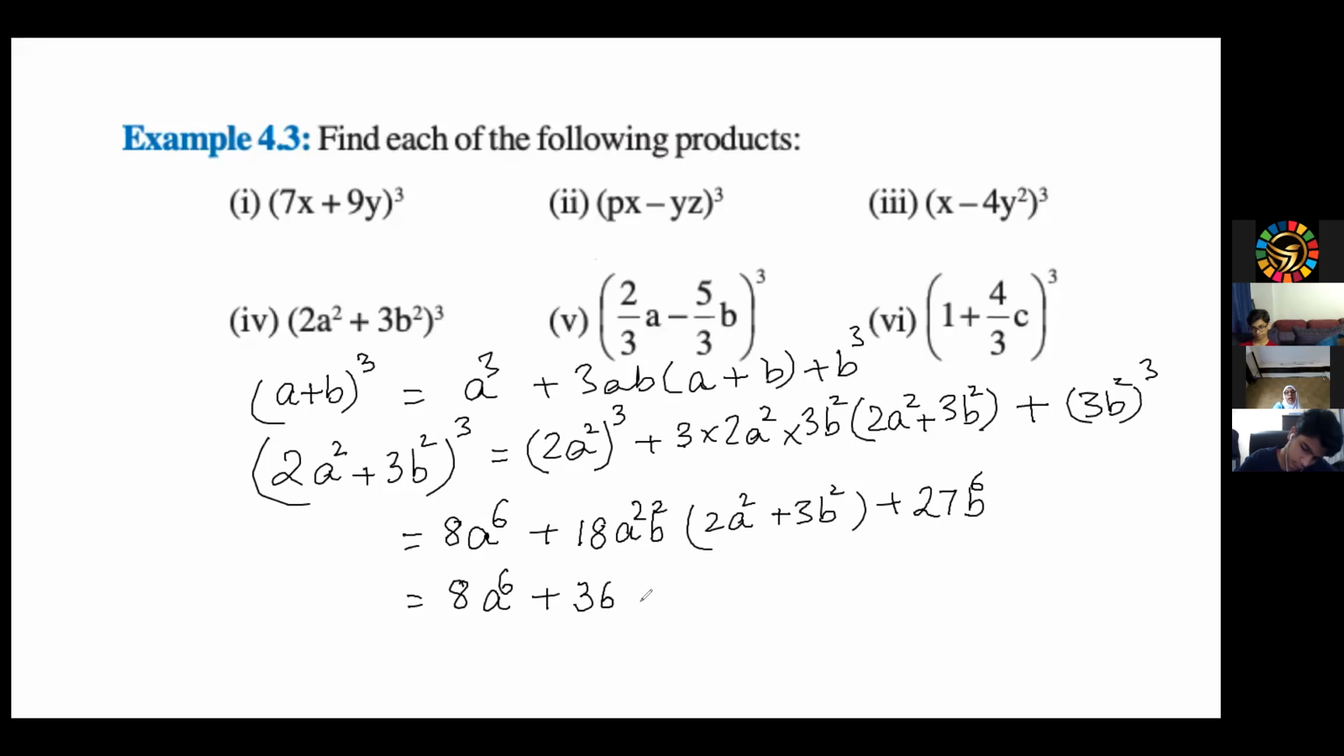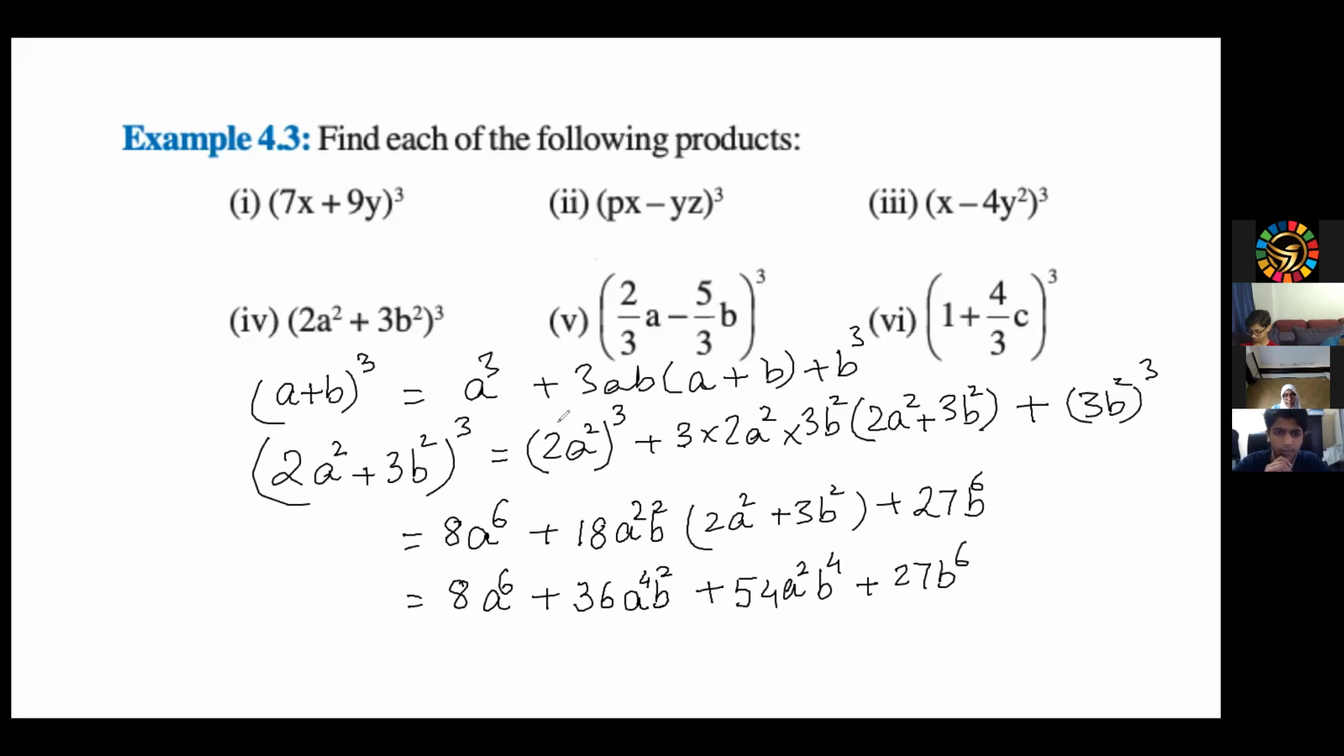Into a to the power 4, and b square. Second term, 18 into 3. Ma'am, 54 a square b 4. Correct. Ma'am, how did we get 8a raised to 6?